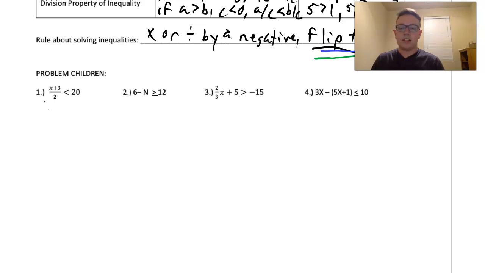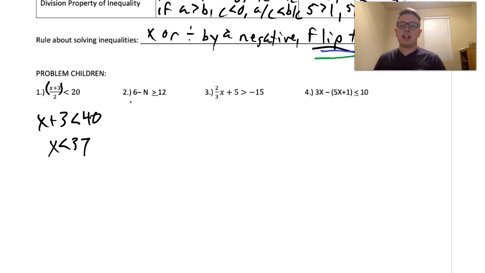For this one, we have (x plus 3) over 2 is less than 20. Like we've talked about, the dividing sign acts almost like a parenthesis, meaning that we have to get rid of this 2 first. We're still going to multiply that over, so we get x plus 3 is less than 40, or we find out that x is less than 37.